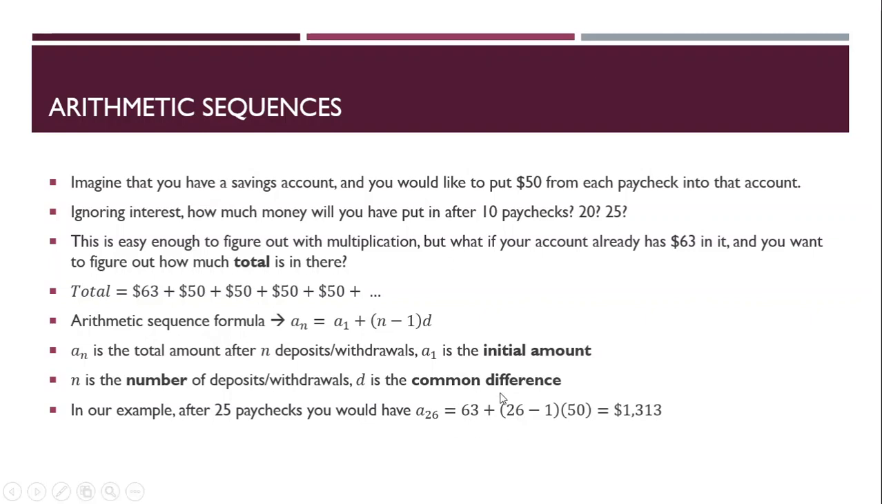So we've got 63 plus 26 minus 1, which is 25, times 50, and that equals $1,313. So if we start with $63 and then we put in $50 a paycheck for 25 paychecks, then we will end up with $1,313 in our account. So it seems complex, but once you practice it a couple times, it's really not that bad.